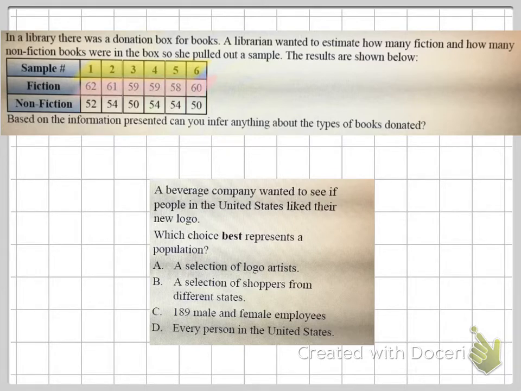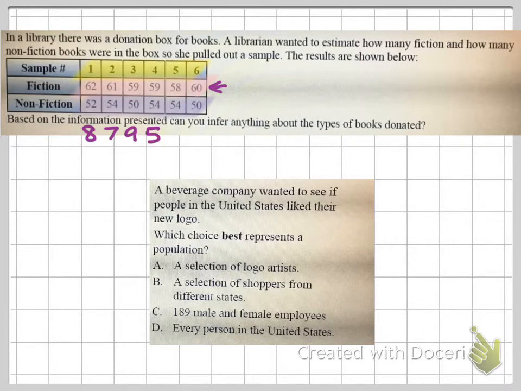that is your fiction number, and here is the non-fiction number. All the way across in the fiction, you have a fair number more than you do non-fiction. In sample 1, the difference is 8. In sample 2, it's 7. Sample 3, it's 9. Sample 4, it's 5.